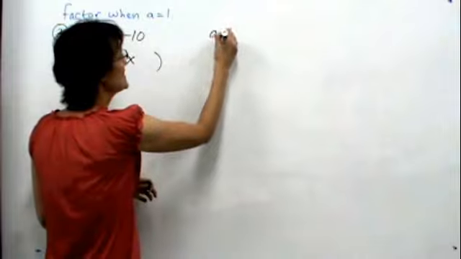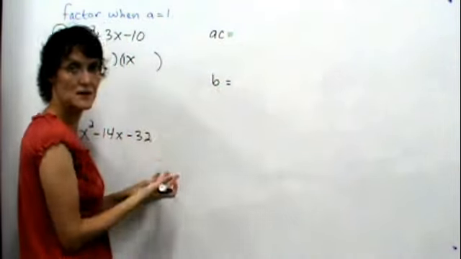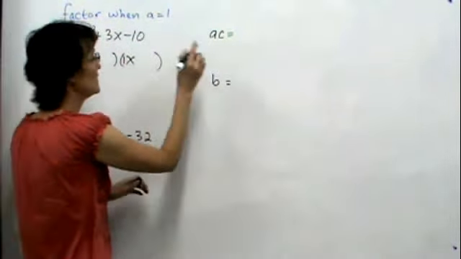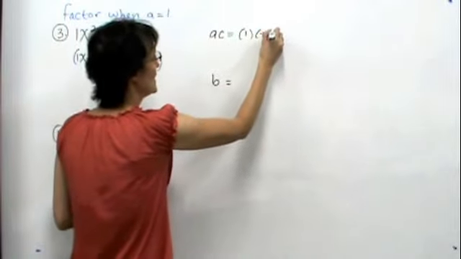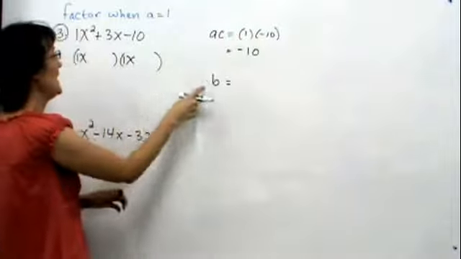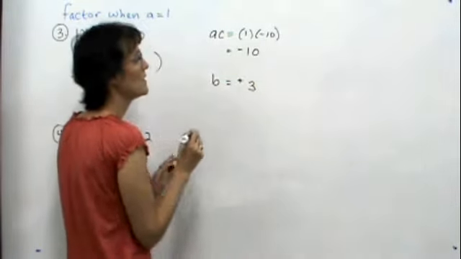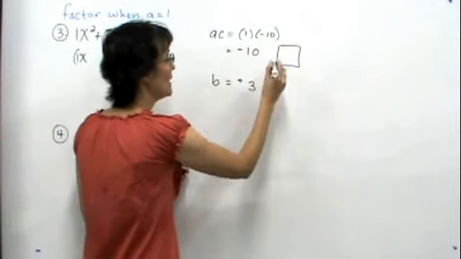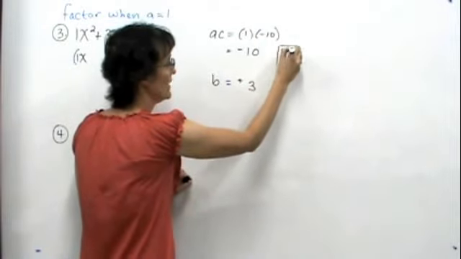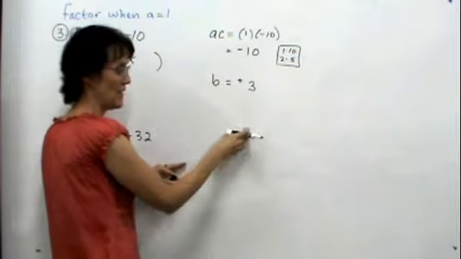So we've got AC and B. ACB, it kind of flows right off your tongue. So AC is going to be 1 times negative 10, and that's equal to negative 10. And then my B is a positive 3. I like to use the signs, so that's plus 3. So now I want the numbers that give me the product of negative 10, numbers that multiply: 1 and 10, and 2 and 5. Okay, now we deal with the signs down here.